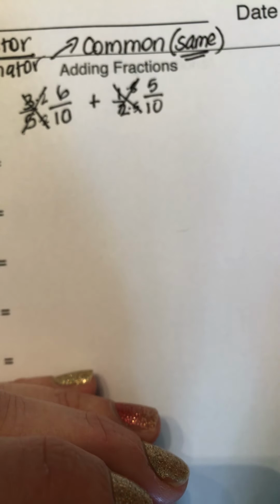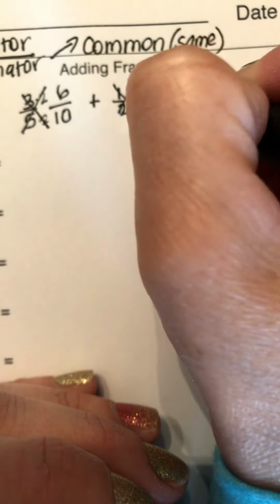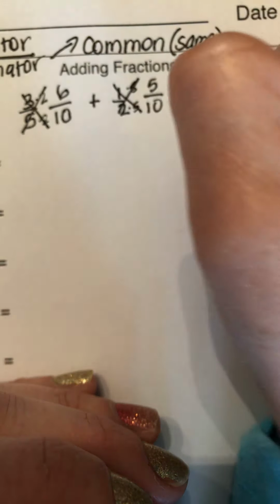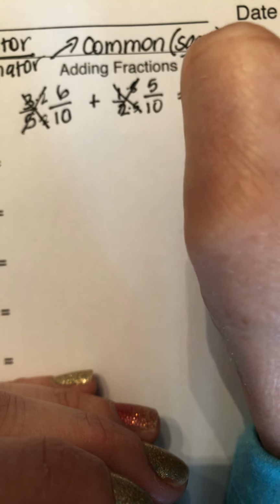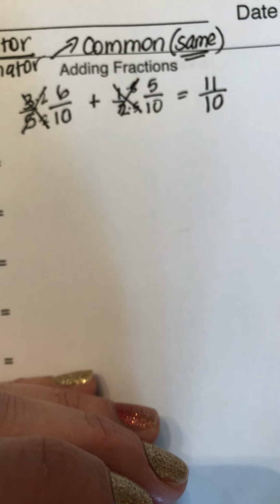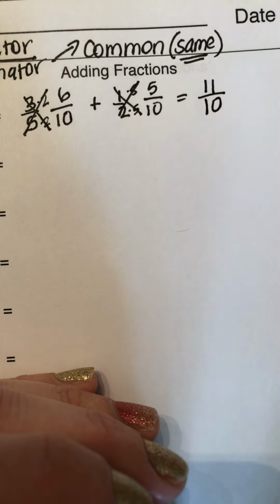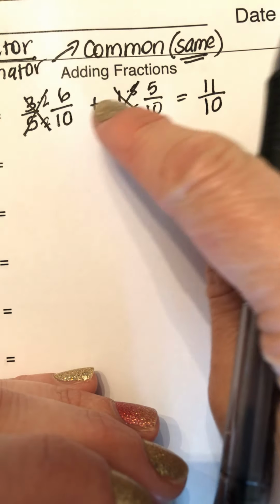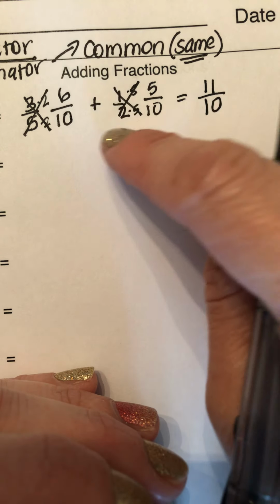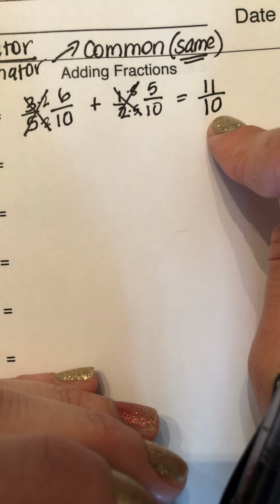So now I have 6/10 plus 5/10. And the way you're going to add this is just go straight across the top. So 6 plus 5 is 11. And then our common denominator is 10. You just bring that across. You do not add the denominator. Do not add the denominator. You're just adding the numerator, okay? Keep that common denominator. Your answer should have the same one.